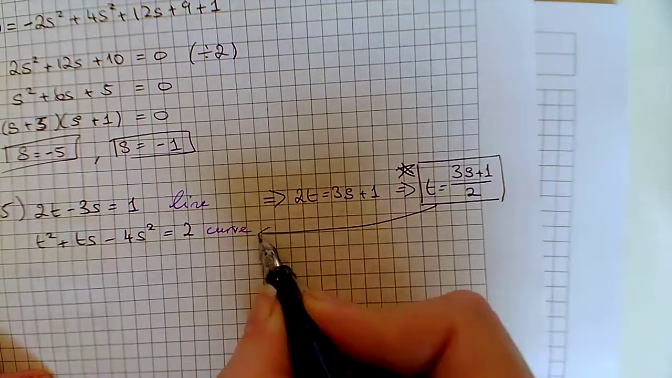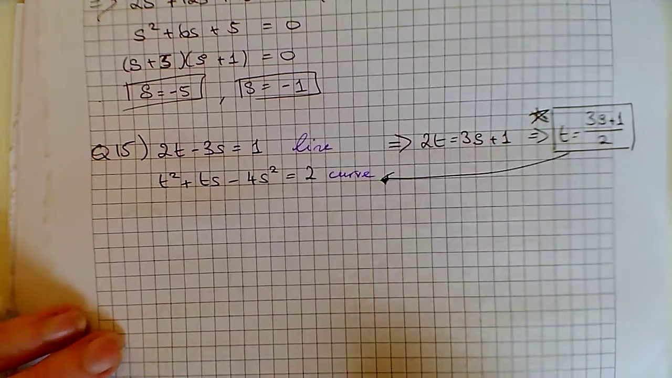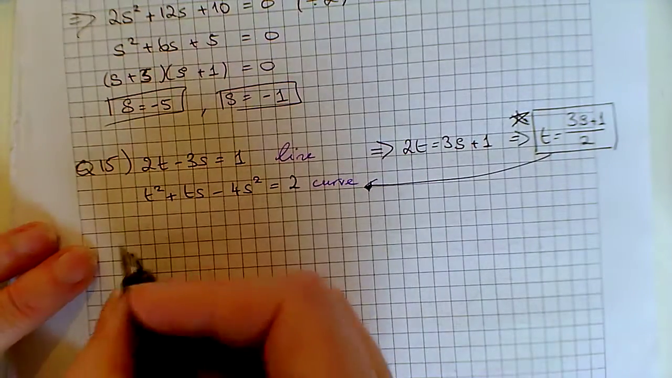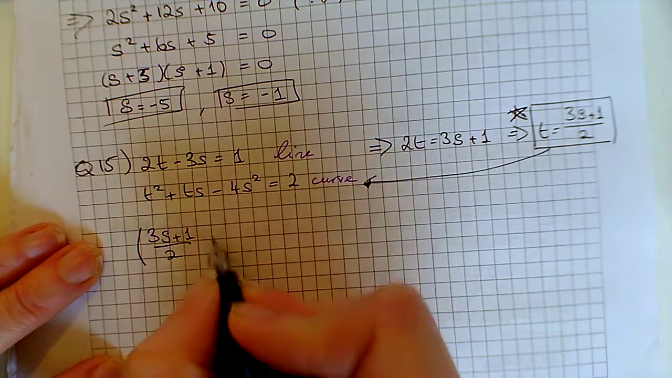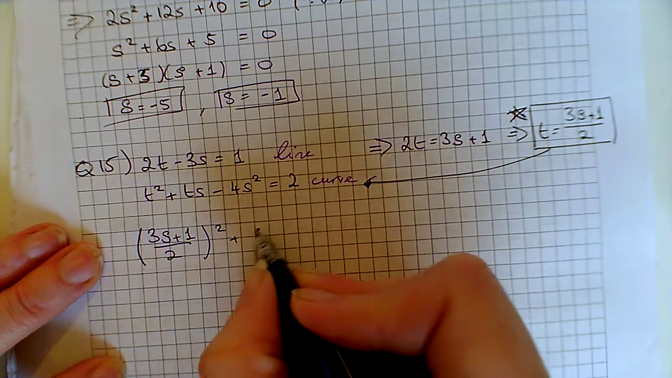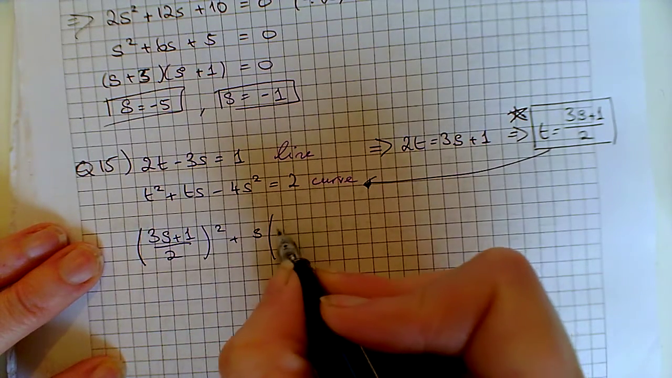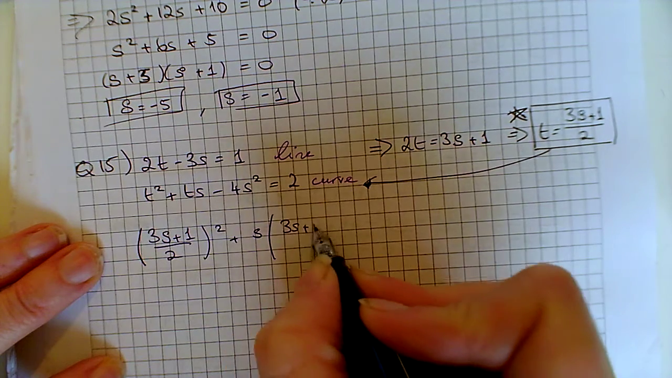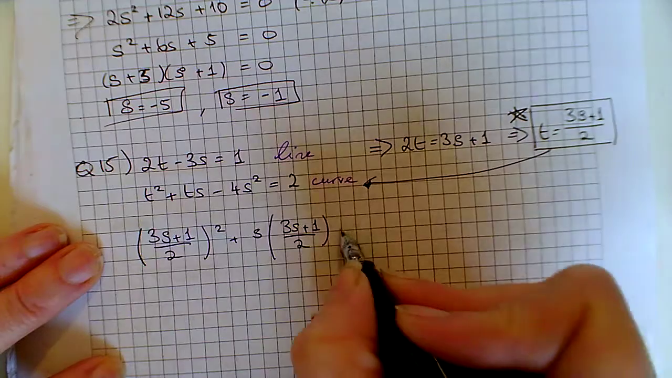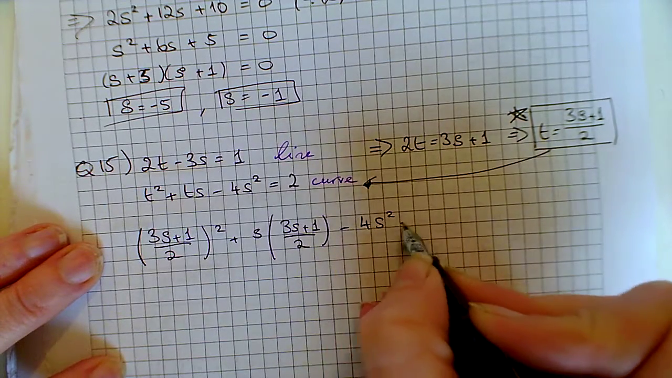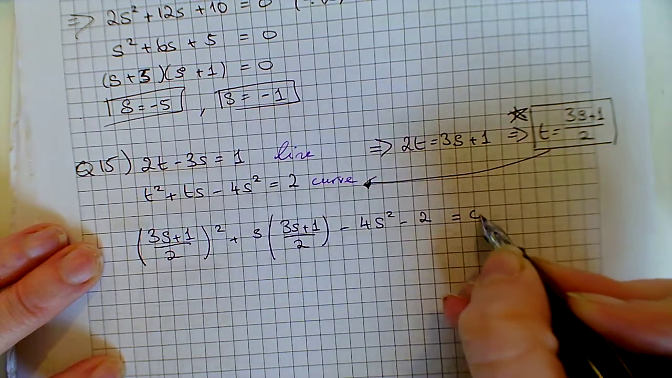And we're going to substitute into this curve down here. So everywhere I've got t, I now have (3s plus 1) over 2. I'll take that outside here: ((3s plus 1) over 2) squared, minus 4s squared, and we'll bring the 2 over as well, equal to 0.